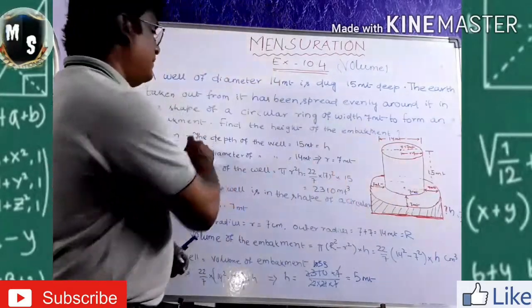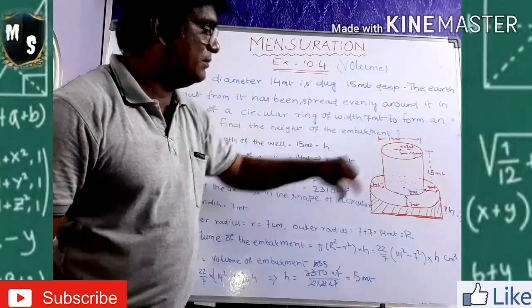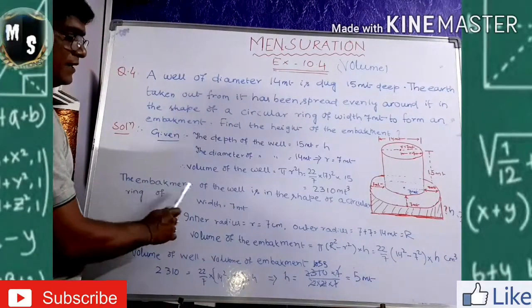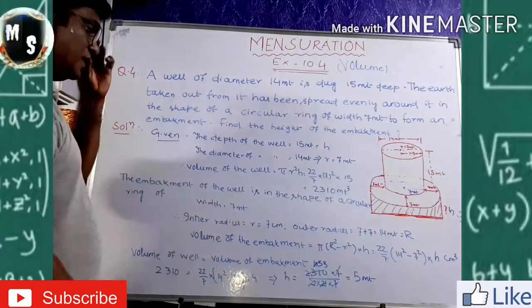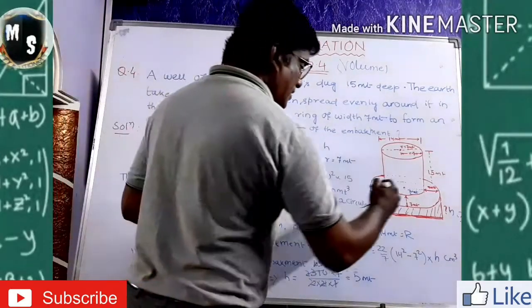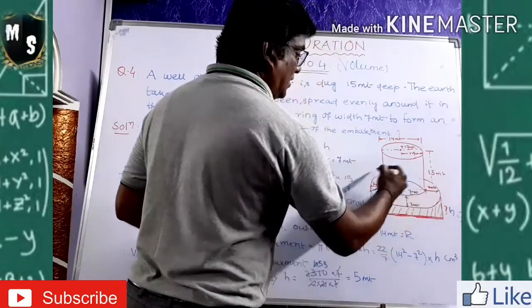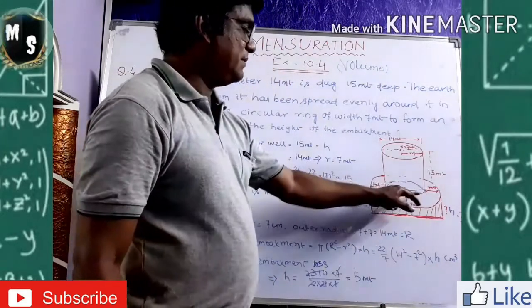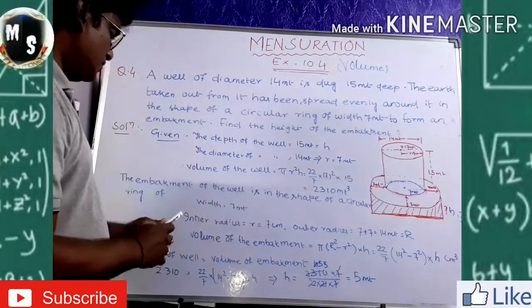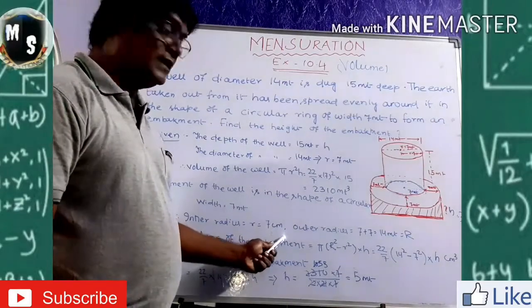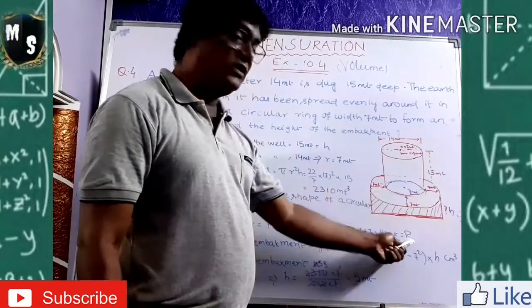So that much, 2310 cubic meter of earth, has already been dug out, and it is spread all over to form an embankment with a circular ring of width 7 meter. So here it is written the embankment of the well is in the shape of a circular ring with width 7 meter. So definitely two circles have been created. One is the inner. Look at it. This is the inner circle and this is the outer circle. The inner circle radius is 7. Then another 7 you add, that gives you the outer circle radius. So the inner circle radius, let it be smaller, is 7. And the outer radius is 7 plus 7, that is 14, equal to bigger.